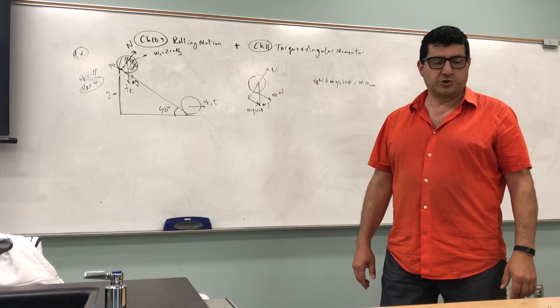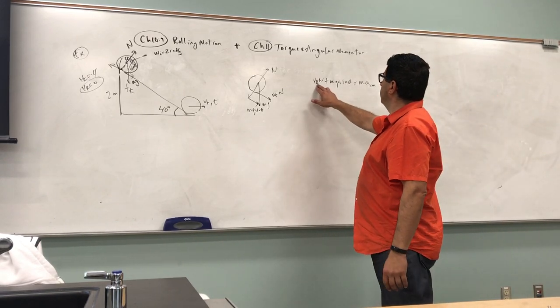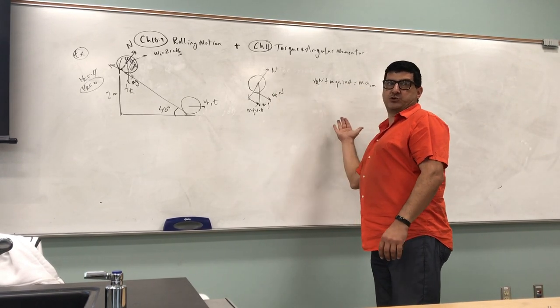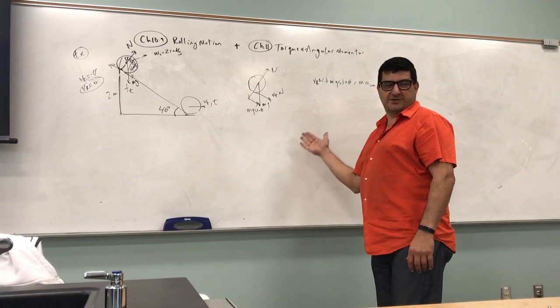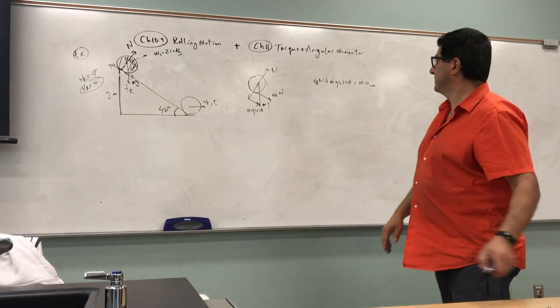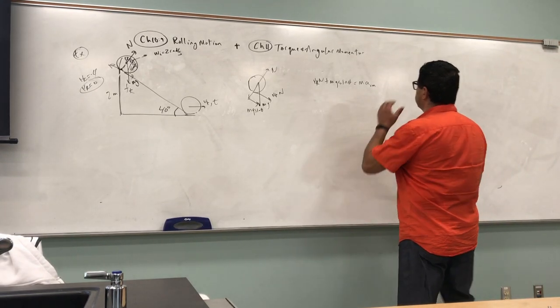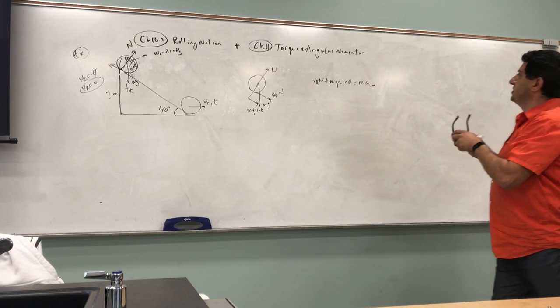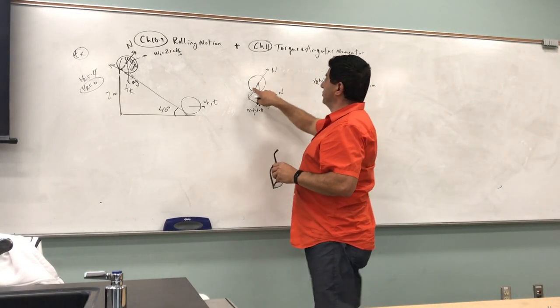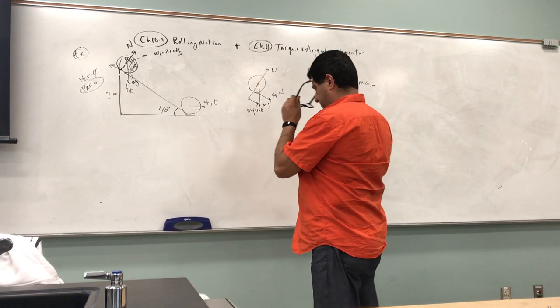That's a very good point you made, because depending on the mu k, it might take a shorter time to reach pure rolling motion. Yeah, very good point. Okay, so mu k N plus mg. Now, what's N? N is equal to mg cos theta again.